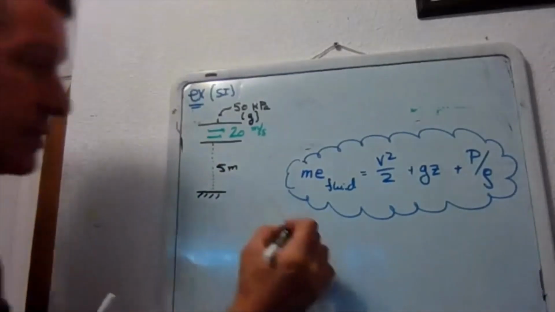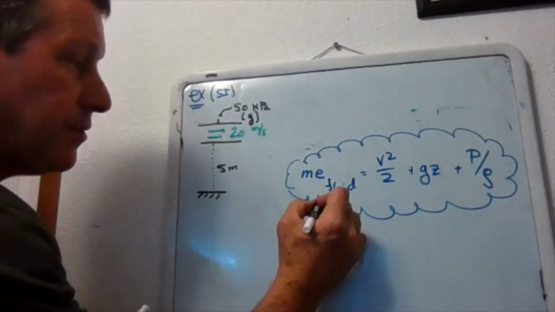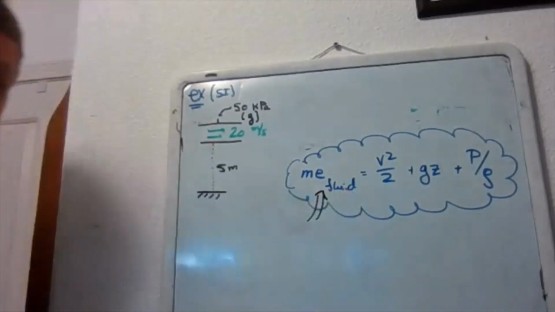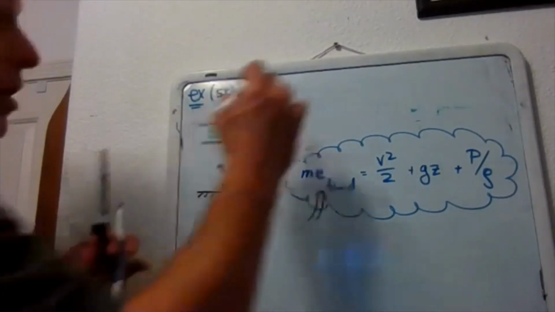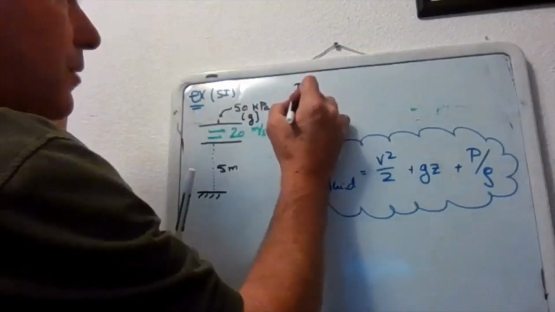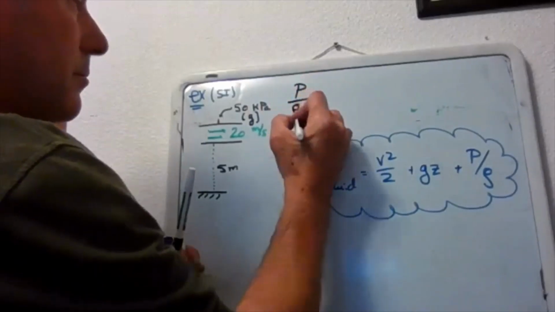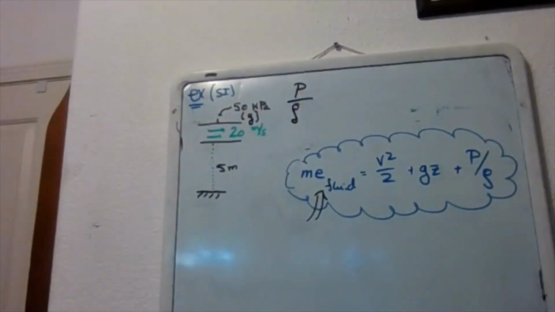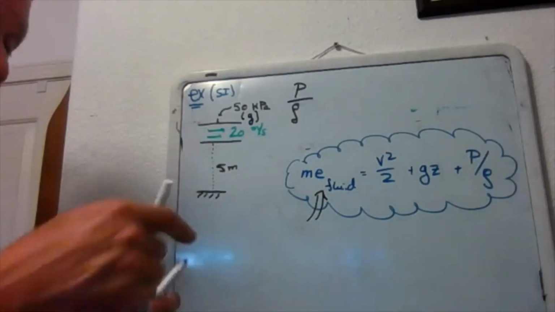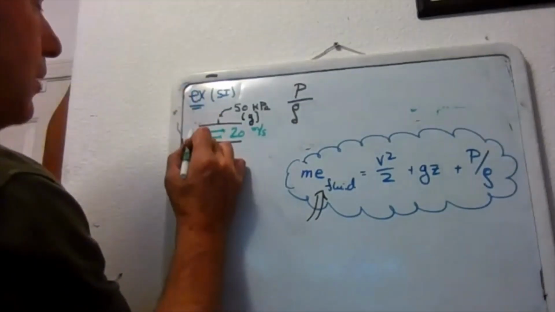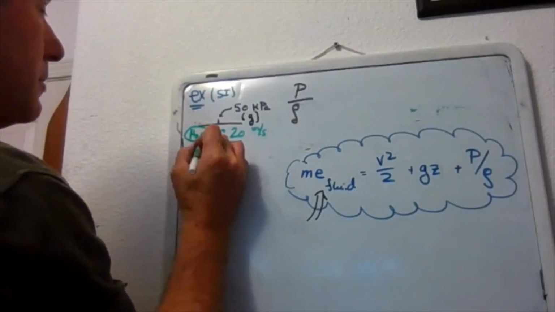Okay. Let's go ahead and figure out the mechanical energy of the fluid. Since the only really new calculation is P over rho, I would like you to start by doing P over rho. Let's just do that calculation and see how it works out. Let's make this fluid water to make it easy.